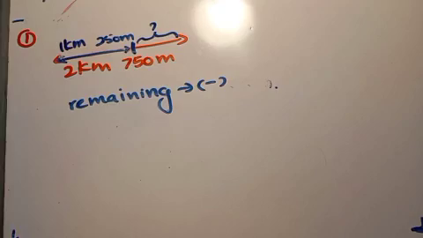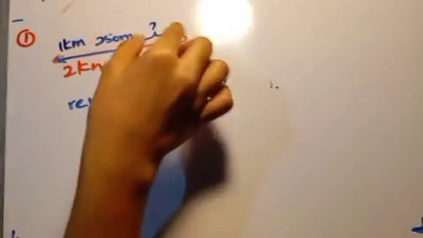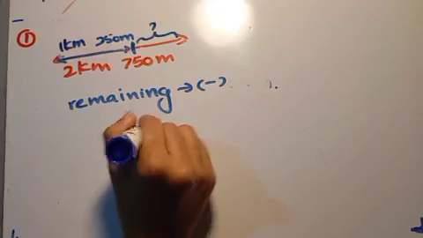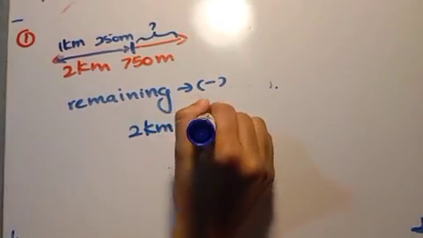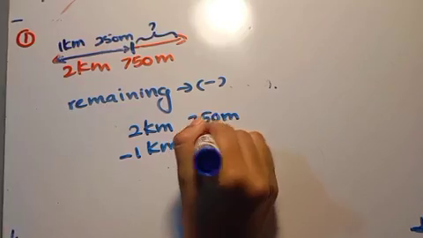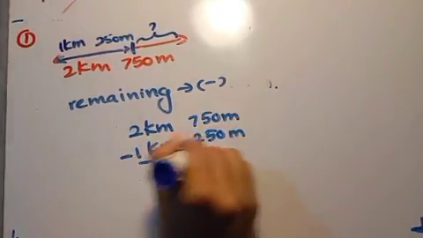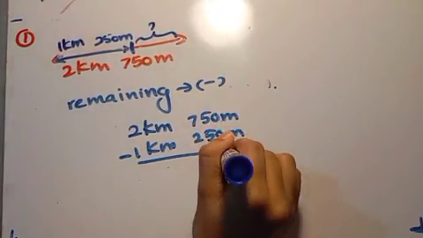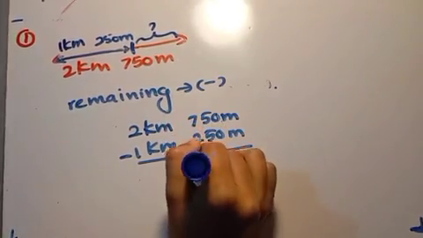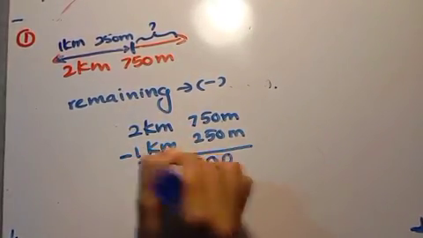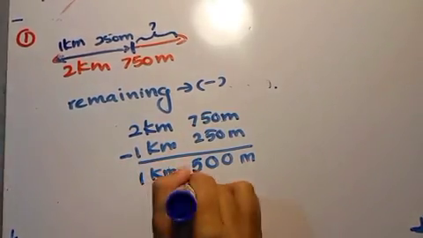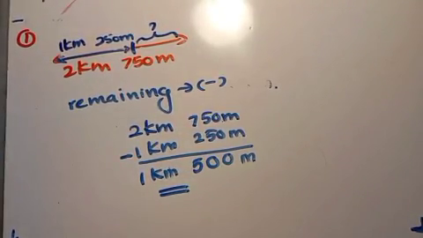So when the question asks you the remaining length between these 2 points, you have to get 2 kilometers 750 meters, take away 1 kilometer 250 meters. So by that, 0 take away 0 is 0, 5 take away 5 is 0, 7 take away 2 is 5. You have to write kilometer and meter as it is. 2 take away 1 is 1. So this is the answer for the first question.